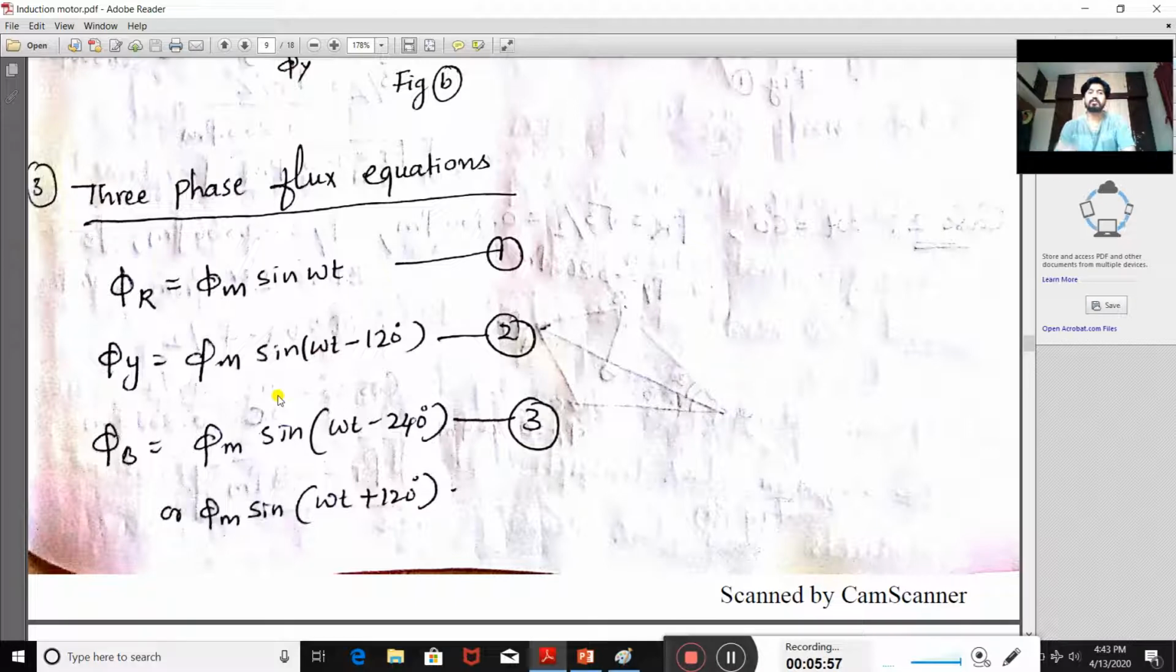Similarly, when this EMF gets induced, the flux is also induced in the winding. When the flux is induced in that winding, the equations can be written in this way: phi r, phi y, and phi b, given by equations 1, 2, 3. Equation 3 can be written with minus 240 degrees, or it can be written as plus 120 degrees also.